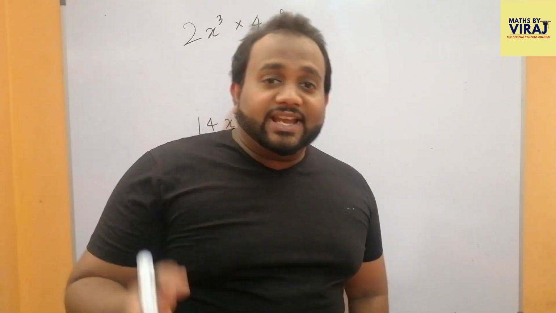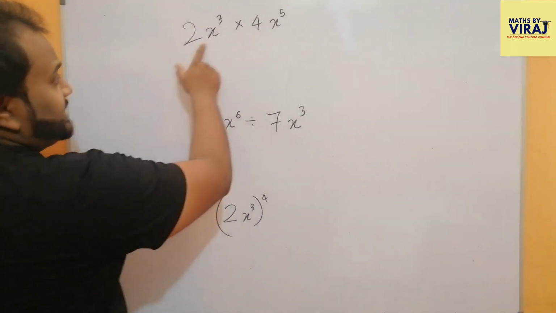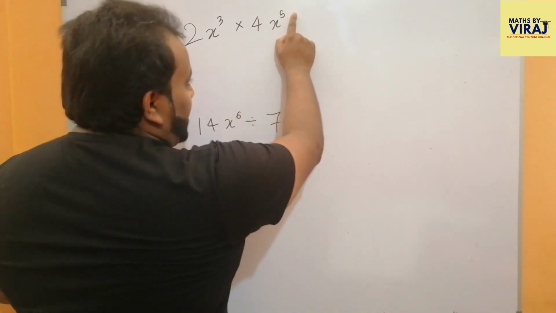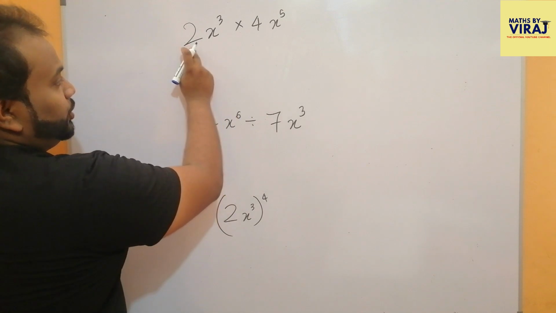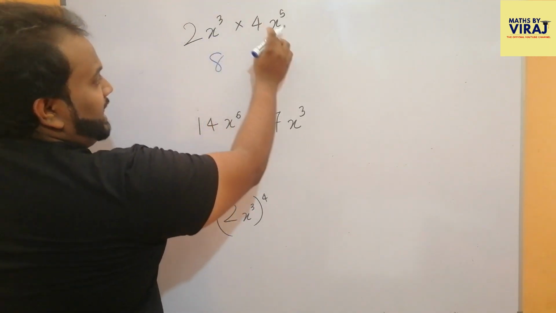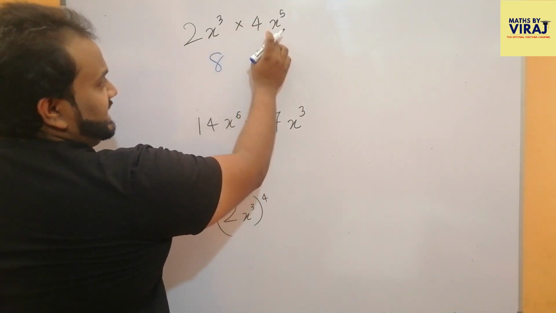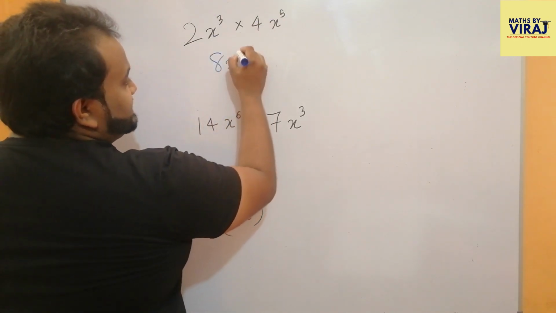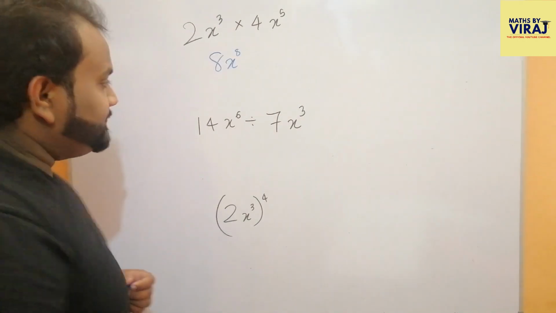Just to get a rough idea again through the lesson that we studied today, 2x to the power 3 is to be multiplied by 4x to the power 5. We give priority to the numbers, therefore 2 into 4 is 8. Then x to the power 3 multiplied by x to the power 5. The bases are the same, therefore we can add the powers, which gives us the answer 8x to the power 8.